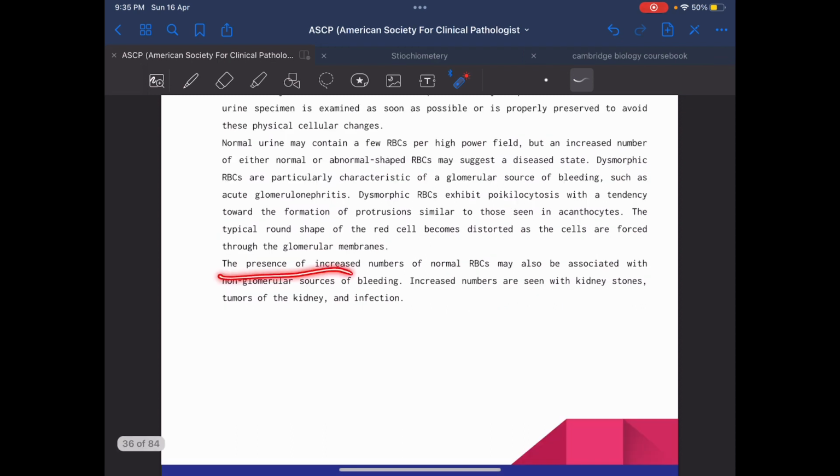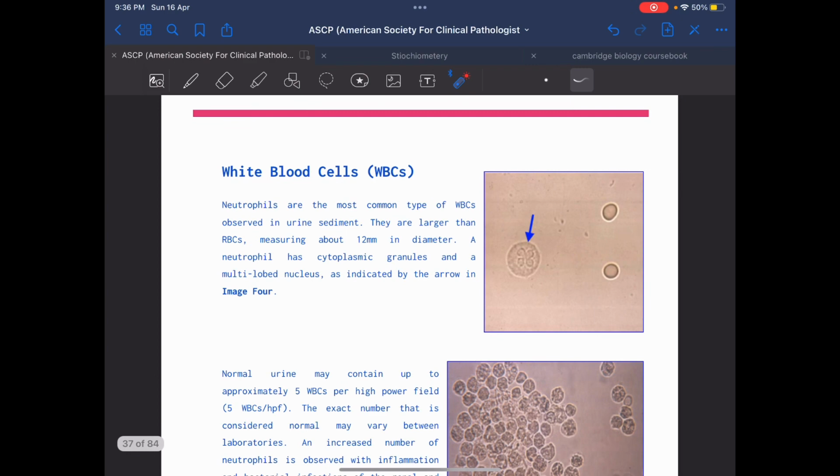Presence of an increased number of normal RBCs may also be associated with a non-glomerular source of bleeding. So a non-glomerular source of bleeding is associated with an increased number of normal RBCs, while abnormal RBCs are associated with acute glomerulonephritis. For normal RBCs, an increase may be associated with kidney stone, tumor of the kidney, and infection.